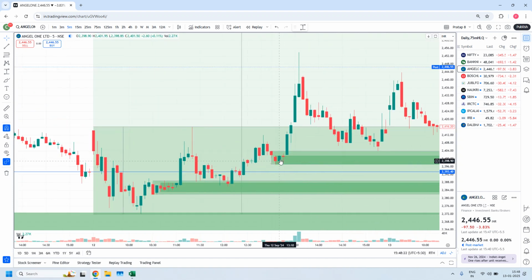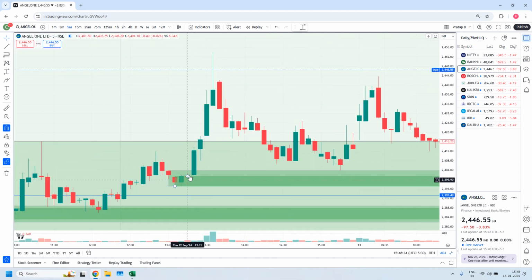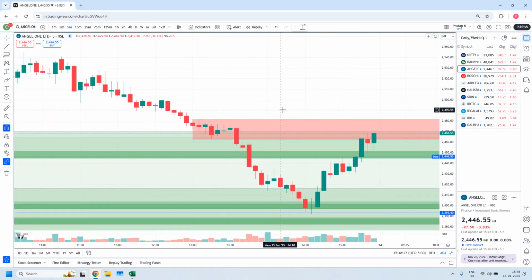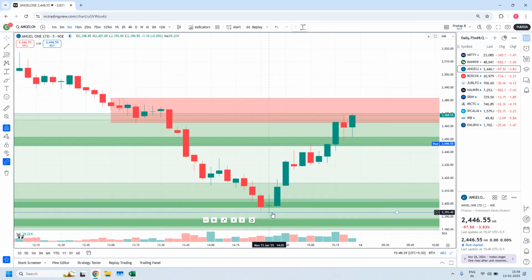This is a drop-base-rally, but this is the area where the balance has taken place, the institutional order flow. But it's very bad luck in this stock. It is just narrowly pierced. Because it is pierced, the stop buffer. I'm talking about the stop buffer.